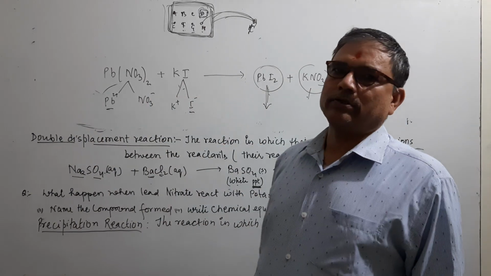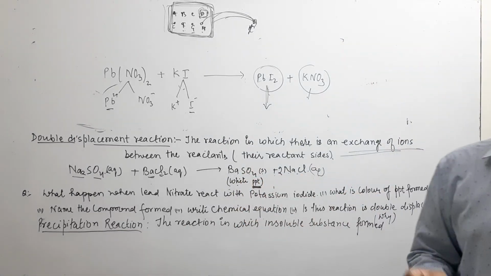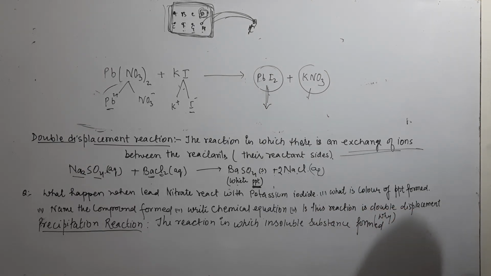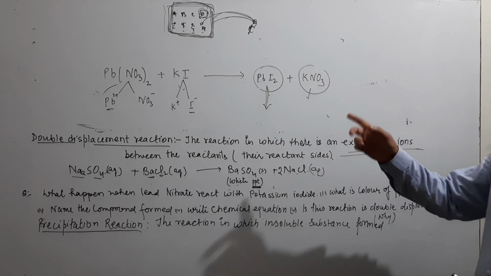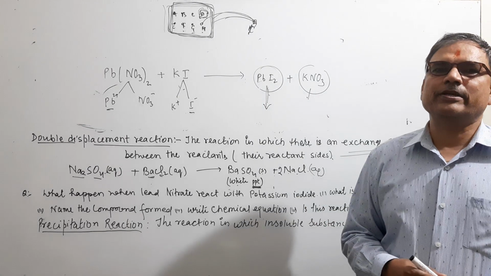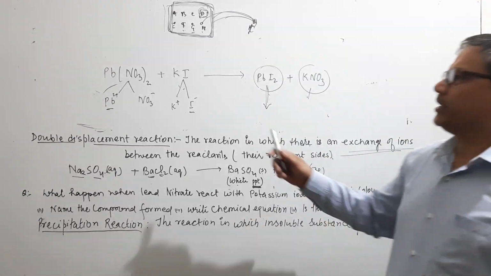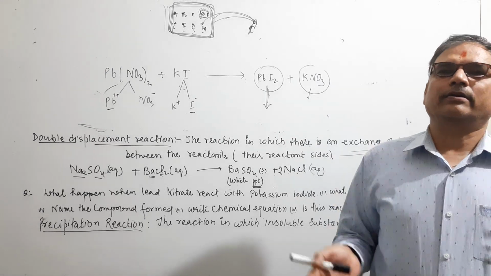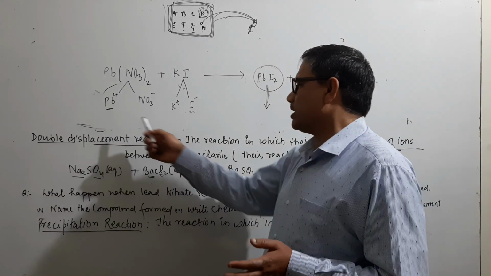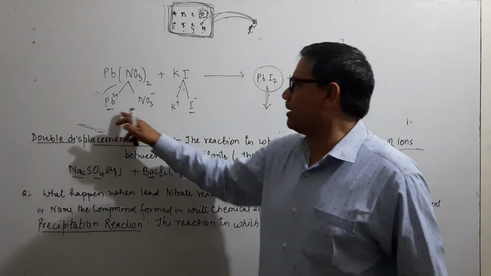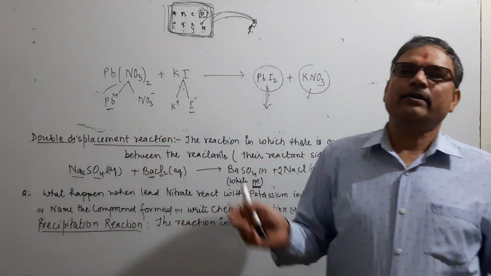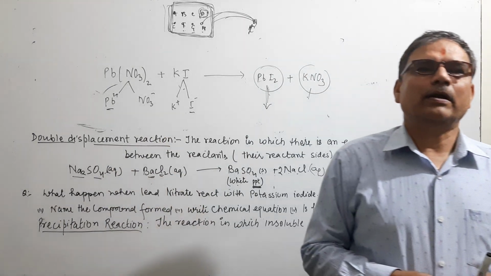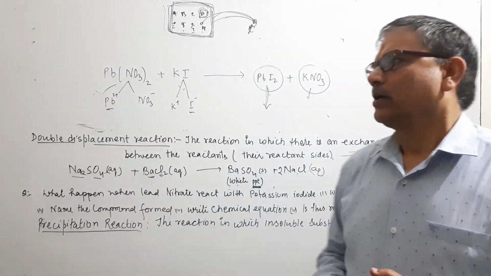This is the chemical equation, but it is not balanced. You have to balance it yourself. And is this reaction a double displacement reaction? Yes, this reaction is a double displacement reaction. Why? Because there is exchange of ion on their reactant side. The exchange of ion takes place between their reactants. Therefore, this reaction is called the double displacement reaction. Is it clear?